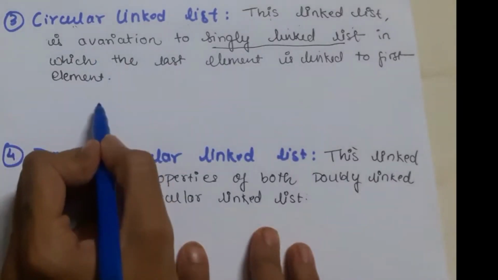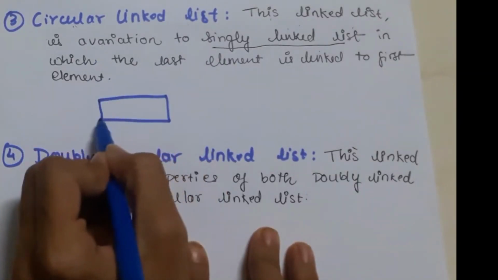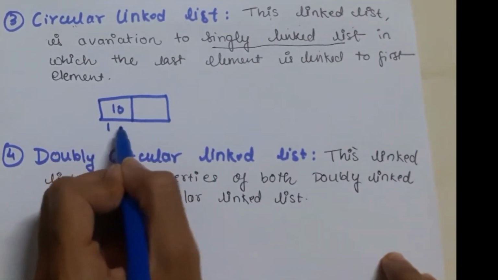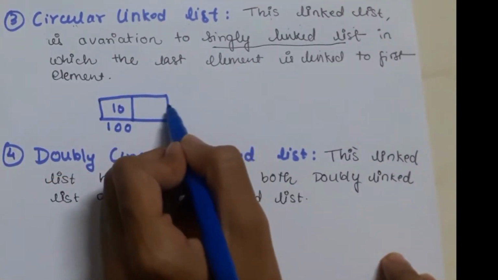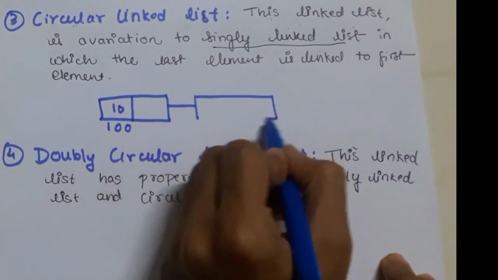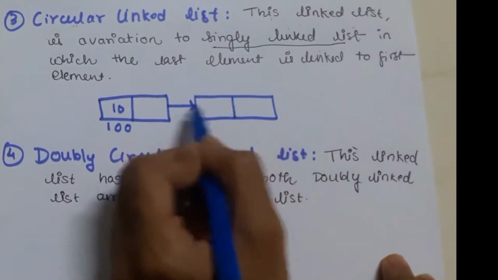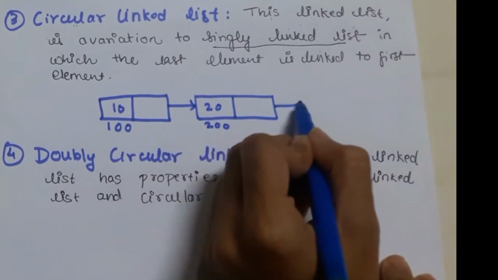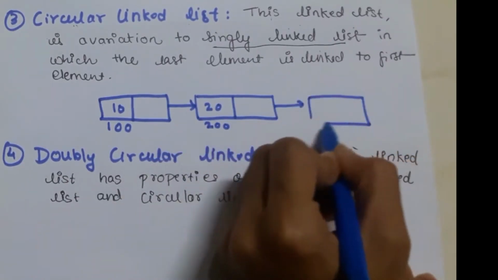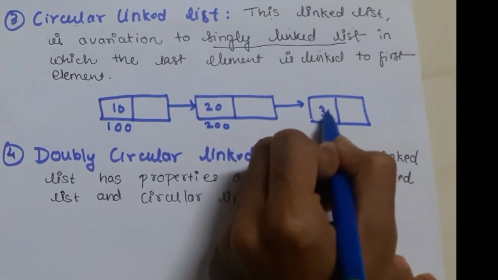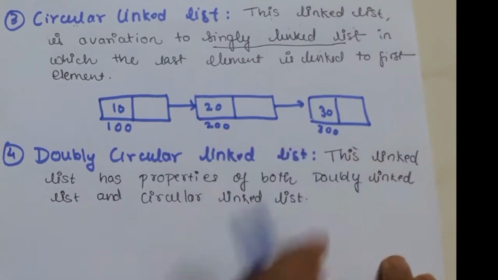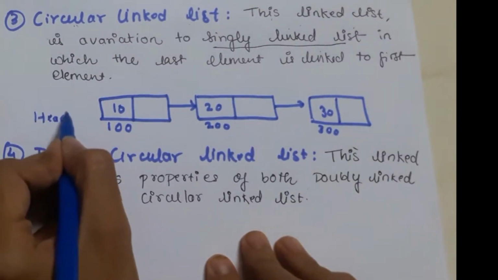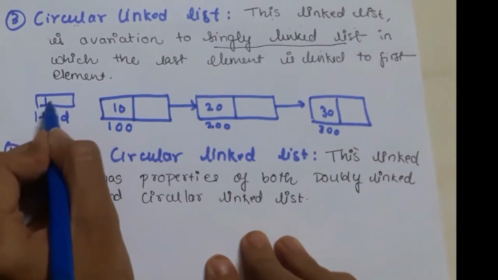See. First node, data 10, address 100. Second node, data 20, address 200. Third node, data 30, address 300. Then there is a head pointer which is a reference to the first node. Okay.